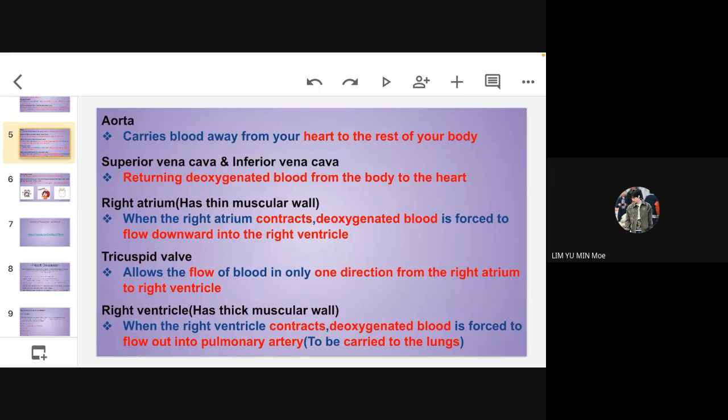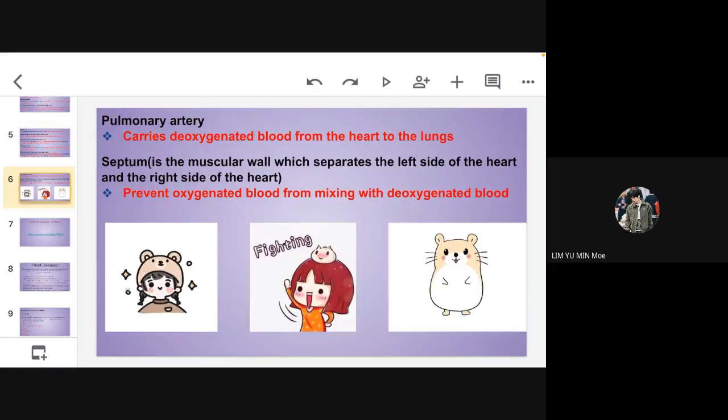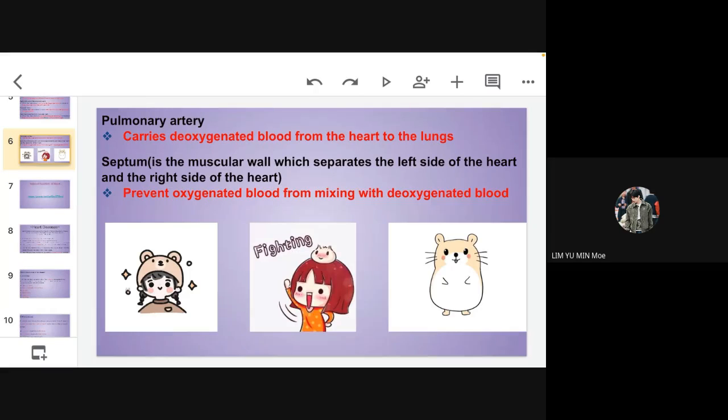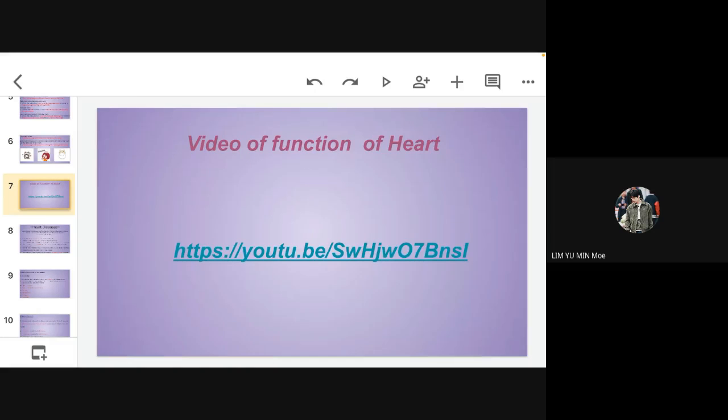It has a thick muscular wall, and when it contracts, the deoxygenated blood is forced to flow out into the pulmonary artery, and the pulmonary artery carries the deoxygenated blood from your heart to the lungs. The last is the septum. It is the muscular wall which separates the left and right side of your heart, and its function is to prevent oxygenated blood from mixing with deoxygenated blood. And here is the video of the function of the heart.